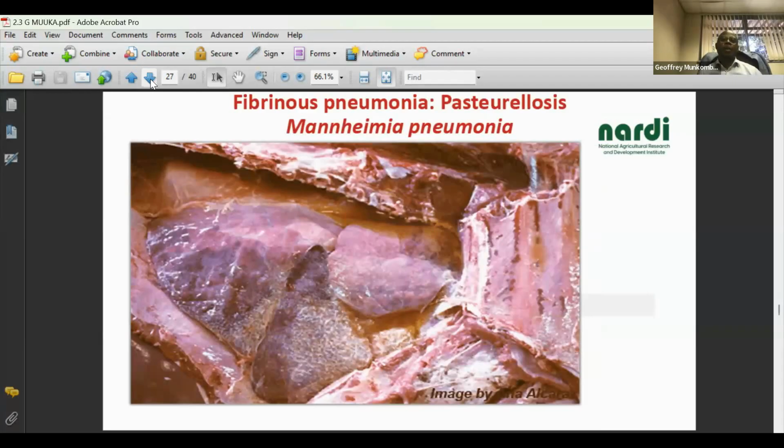Continuing with fibrinous pneumonia, we've spent quite a lot of time on it because we want people to appreciate that this can be misdiagnosed as CBPP in most cases. You can see with a section of the lung that even fluid exists. There is some pleural fluid, thoracic fluid rather, in there, and in some cases people might confuse this with contagious bovine pneumonia and report it when it is really fibrinous pneumonia caused by pasteurella and mannheimia. Next slide, please.